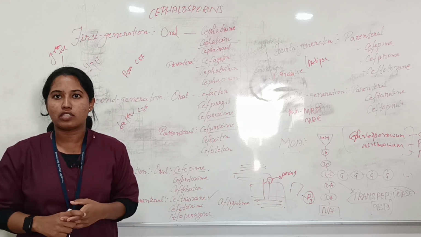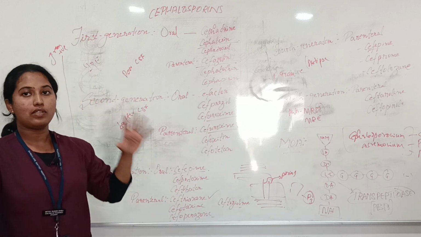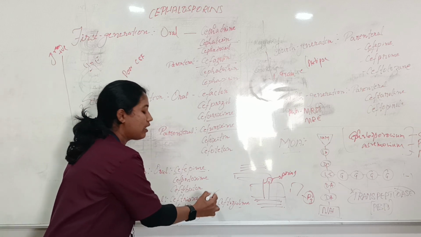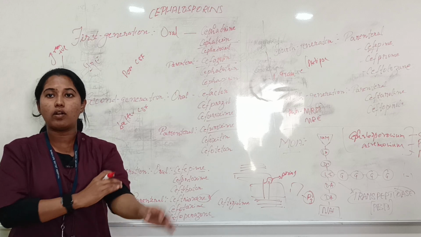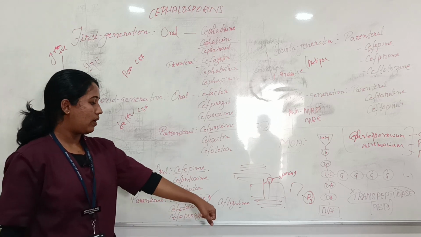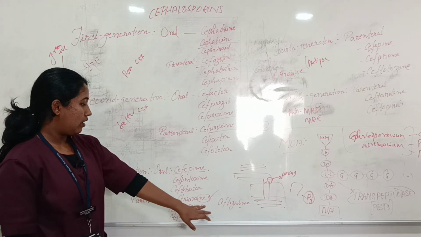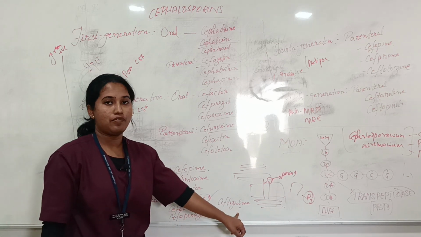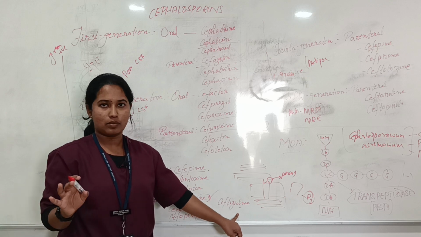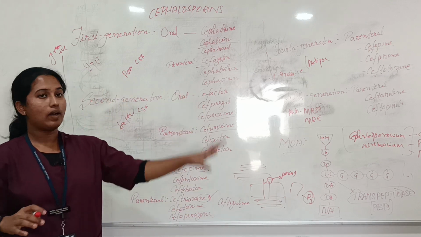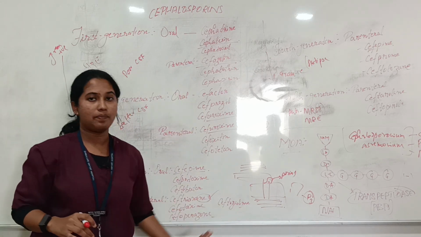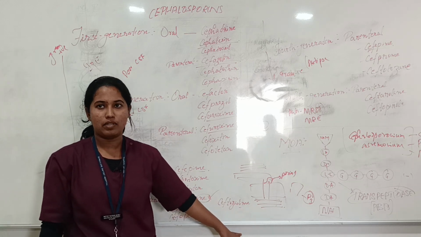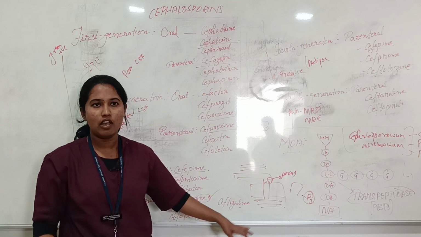Next comes nephrotoxicity. That is one main point. All of the cephalosporins except ceftriaxone require renal adjustment, and none of the drugs require hepatic adjustment except ceftazidime. Ceftazidime doesn't require renal adjustment, but it requires hepatic adjustment. The maximum dose is 2 grams per day. Okay, so that is the only thing.